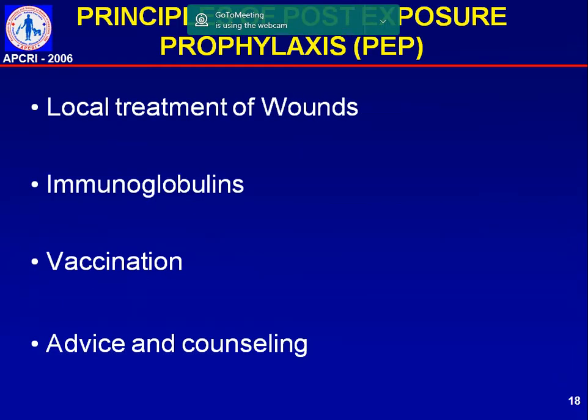So here, you can see the prophylaxis, that is, the local treatment of the wounds. How is the local treatment done? Immediately after bites, within 6 hours, the wound should be cleaned and washed with running tap water for 15 minutes. Thereby, 80% of the virus can be removed.